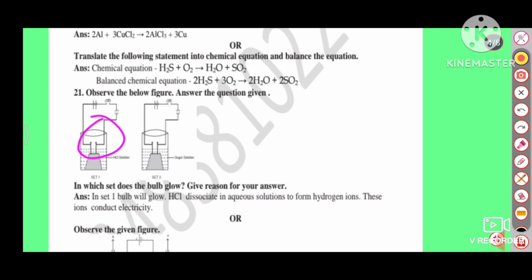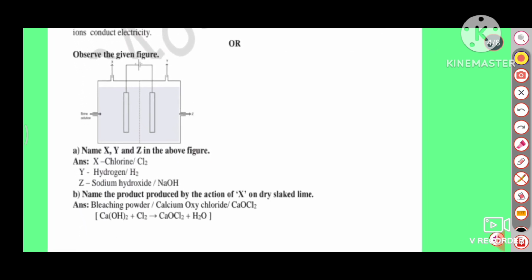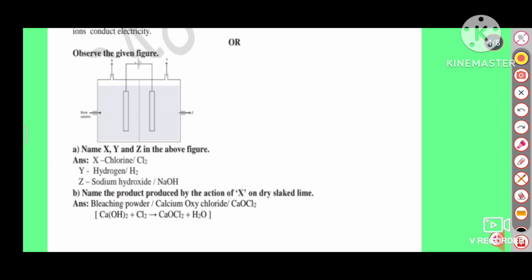Hydrogen chloride, hydrochloric acid, dissociates in aqueous solution to form hydrogen ions. These ions conduct electricity. Next, observe the given figure. Question: name X, Y, Z in the above figure.